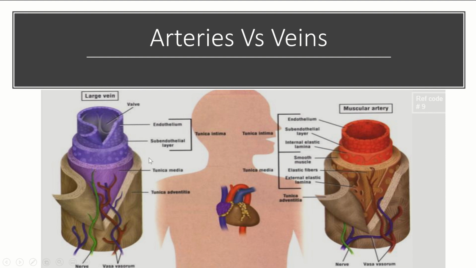And then they both have a tunica media, so that's got a bunch of connective tissue and smooth muscle in it as well. But in your arteries, you have a lot more smooth muscle, quite a bit of smooth muscle. You have elastic fibers and an external elastic lamina. So more elastic stuff to help with the kind of recoil of this artery. And then we have a tunica adventitia for both of these. So that's basically the connective tissue that anchors this vessel down to the surrounding tissues so it doesn't move anywhere.